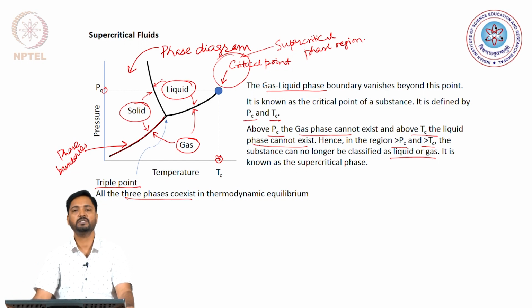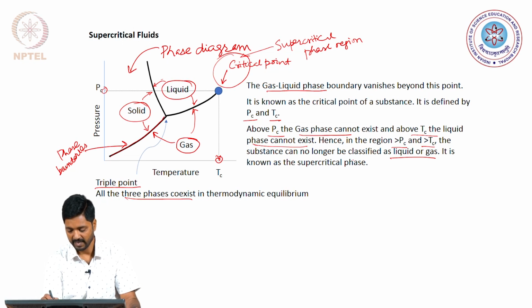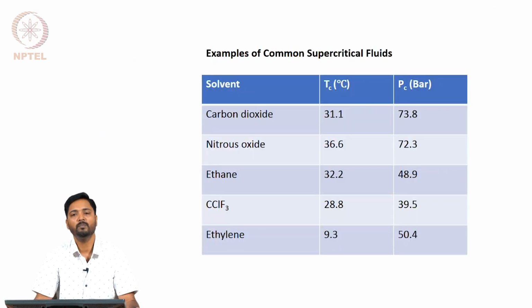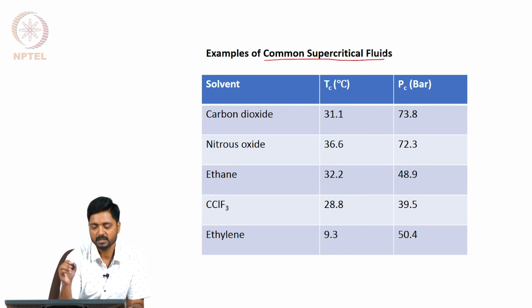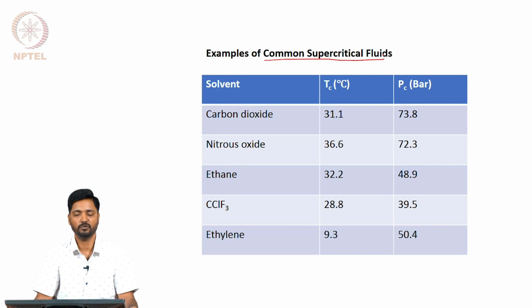So, in this region our substance cannot be classified as either liquid or gas. It will have properties that will be intermediate of both gases and liquids, and that becomes very advantageous for us in the chromatographic separations. So, before that, let us look at some examples of what are considered as common supercritical fluids, or compounds or substances that can be readily converted into a supercritical phase.